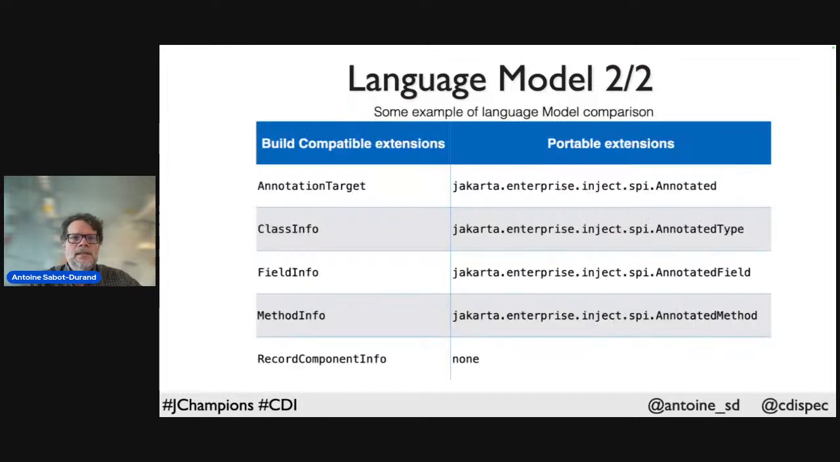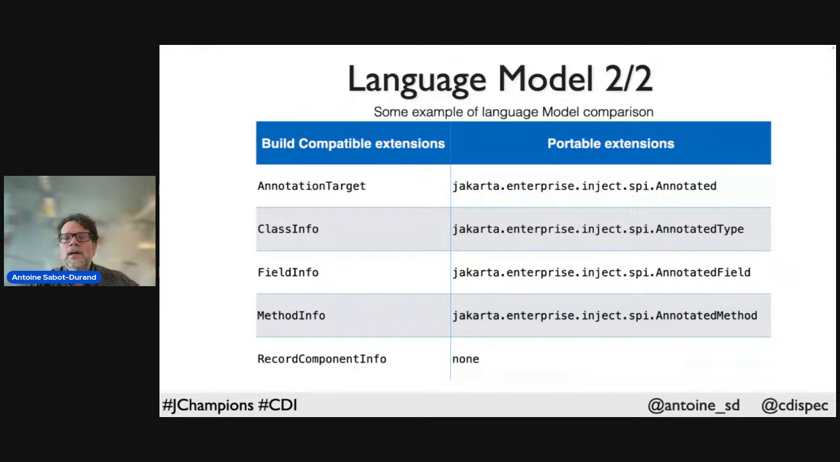This language model is inspired by a framework from Red Hat called Jandex. So if you use Jandex, you'll be very fast to go on this new language model. So you have those new classes. The annotation target is the equivalent of the former annotated type. Class info is the annotated type. Field info, annotated field, etc.